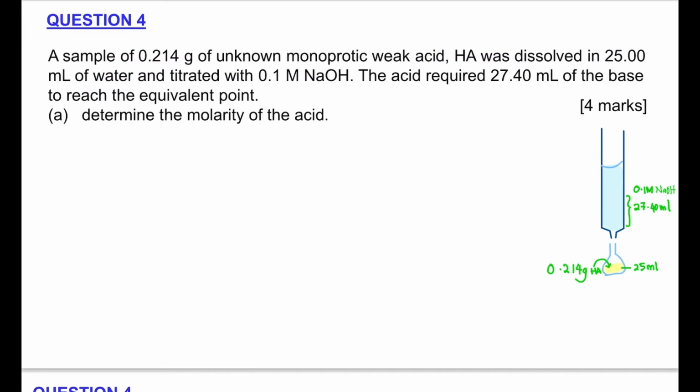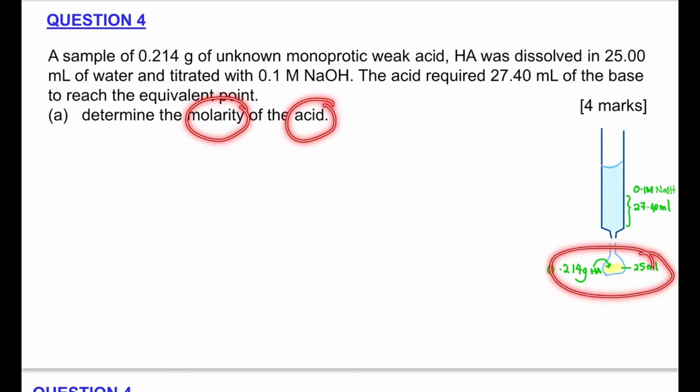Let's proceed with question number 4. For question number 4, 0.214 gram of monoprotic acid is dissolved in 25 ml of water and titrated with 0.1 molar sodium hydroxide. The sodium hydroxide required to neutralize the acid solution is 27.4 ml. Then the question asks us to find the molarity of the acid.